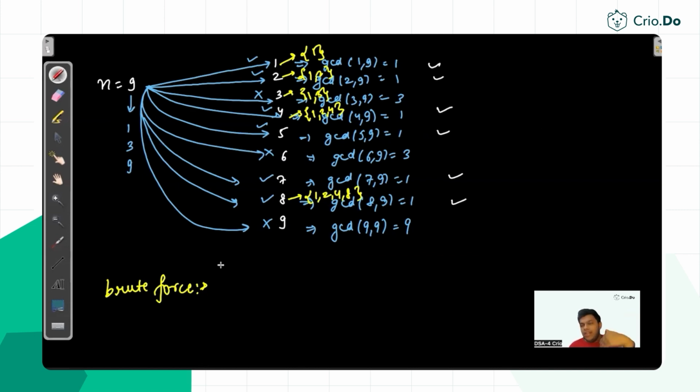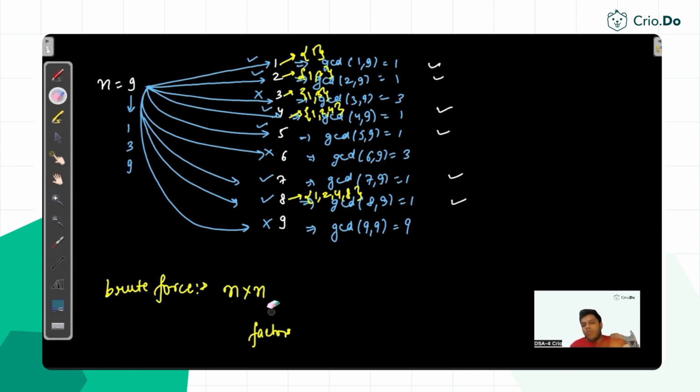So the brute force will be to first find the list of factors. And in order to find the list of factors, you will have to run a loop till that number. If the number is 8, you will have to run a loop 8 times. And since you have to do it for all n numbers, it will be n times n. That is, finding the factors of one number will be n. Finding the factors for n such numbers will be n times n. That is, you can say n square overall.